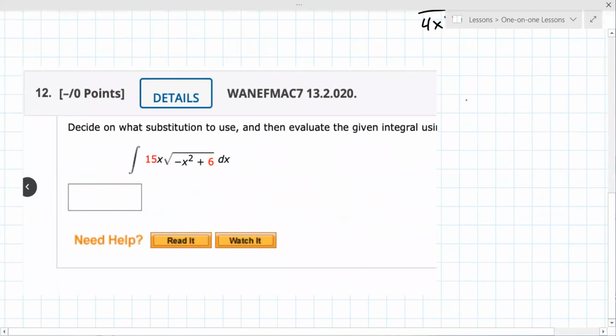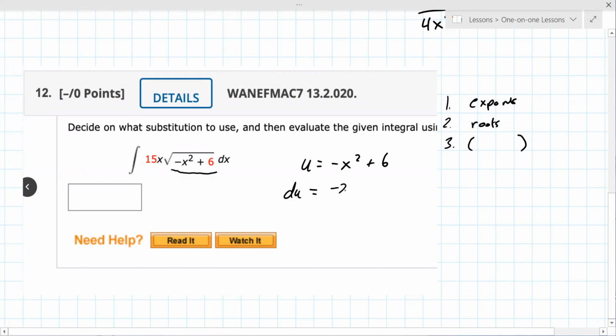So the rules that I've said is that exponents, under roots, parentheses, these are all things you're looking for in your u substitution. So this is your u substitution. Your u is minus x squared plus 6. And then you immediately take a derivative. So it's du equals minus 2x. And there's always a dx on the right side.